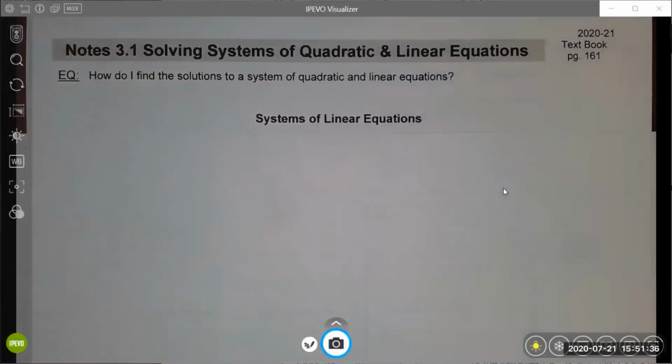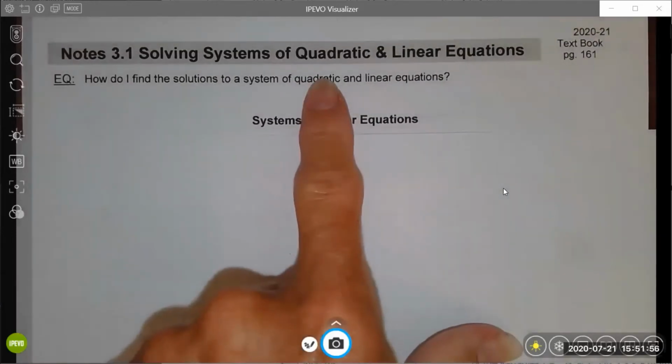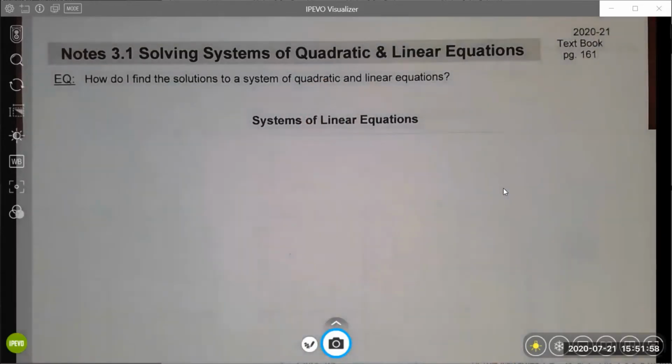Welcome. Today we're going to start a new unit that involves systems of equations. The first lesson is going to be talking about systems of equations that involve a linear equation, but to change it up a little bit from what you explored in Algebra 1, we're going to mix the linear equation with a quadratic equation. And there are different ways that we can solve these. We'll explore several of them.